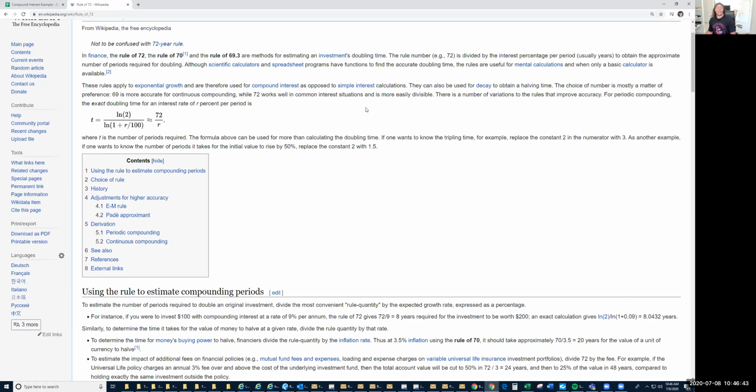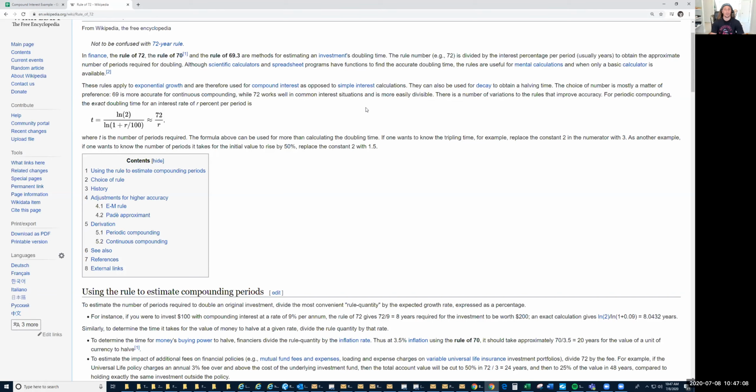So if you have an annual interest rate of 7%, you take 72 divided by 7, and it'll tell you how many years your money doubles. Or let's say we're talking about inflation, and let's say there's 2% inflation per year. You can divide by 2%, and that'll tell you how many years it will take for your purchasing power to be cut in half.